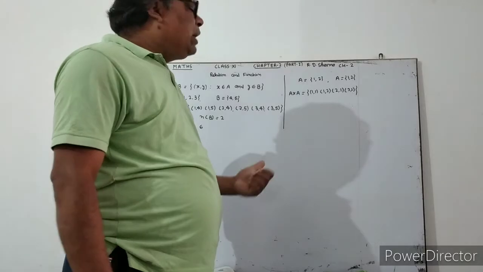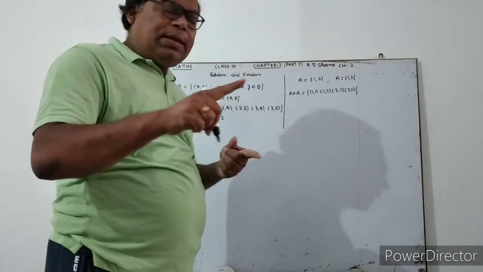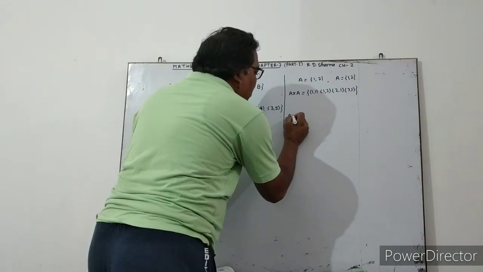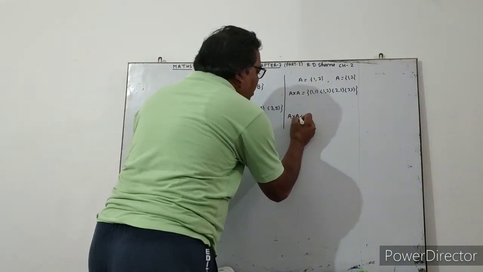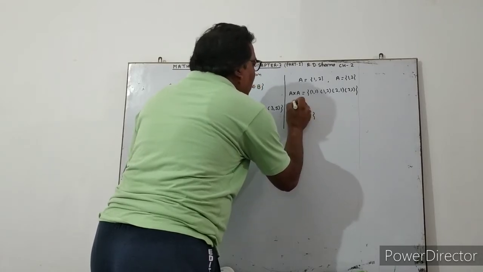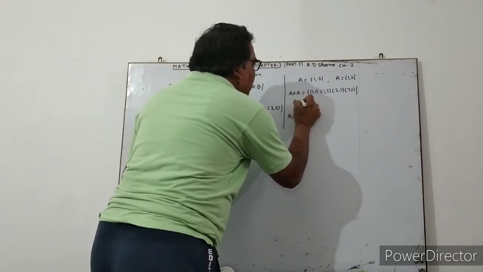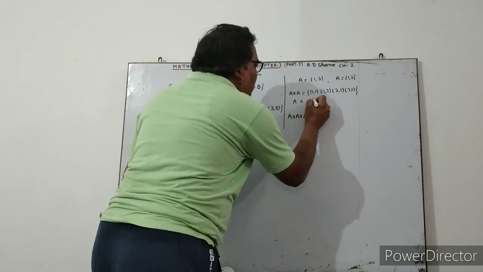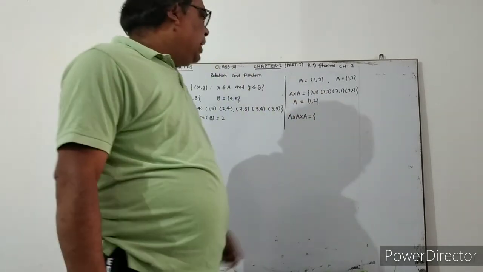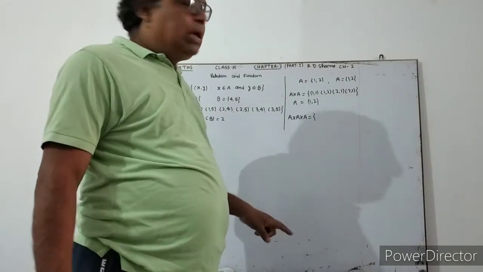Now, how can you find A cross A cross A? A is the set with elements 1 and 2. And how can you find A cross A cross A?